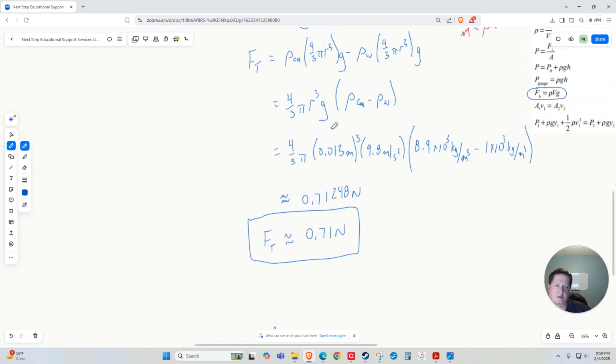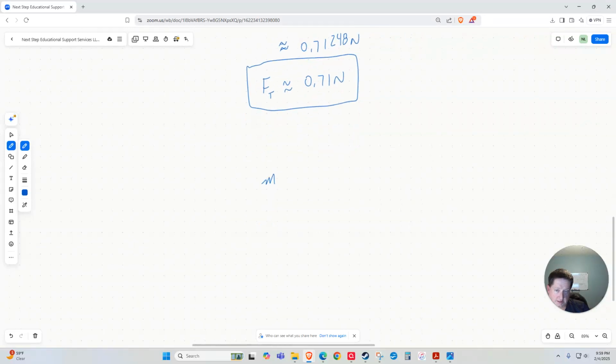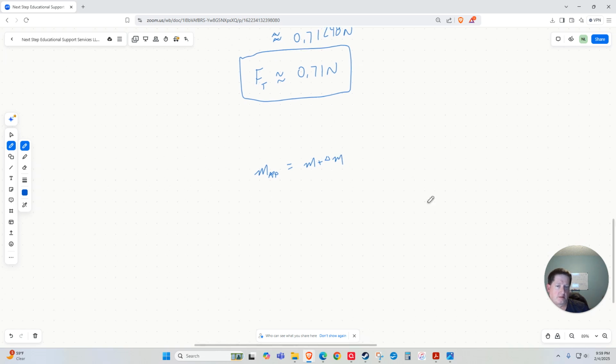So the new mass on the scale, we give that a name, the apparent mass, is going to be the old mass. We're going to add to it the change in the mass due to the water that was displaced. Apparent change in mass due to the water displaced is the mass of the water that was displaced, which is the density of the water times the volume. And that volume is going to be 4/3 pi r cubed.